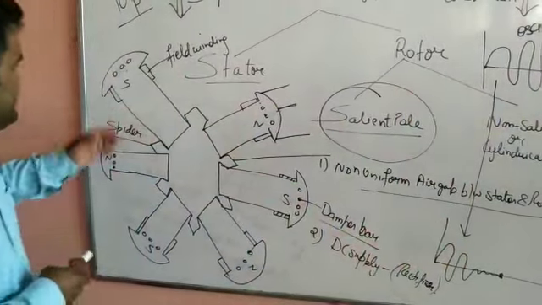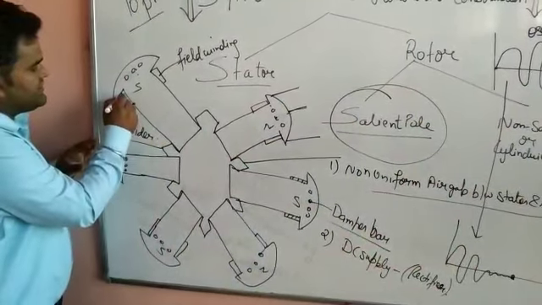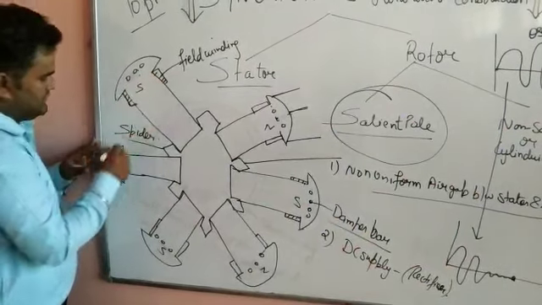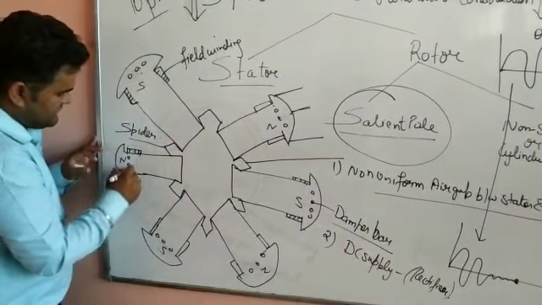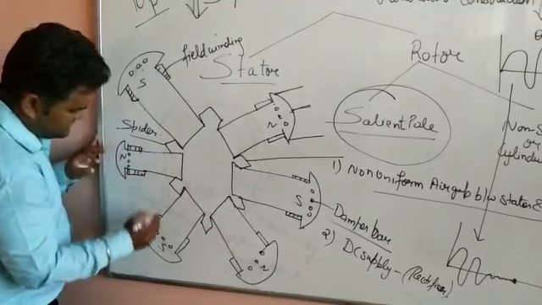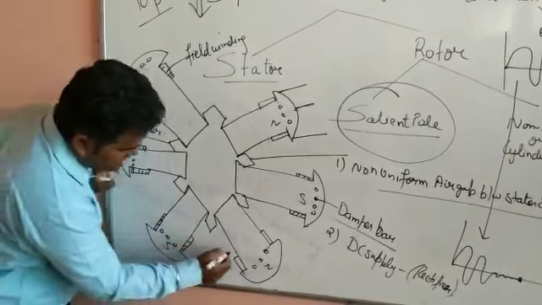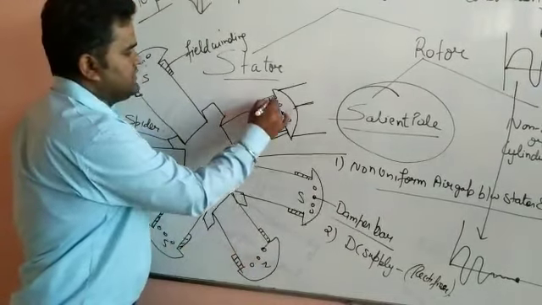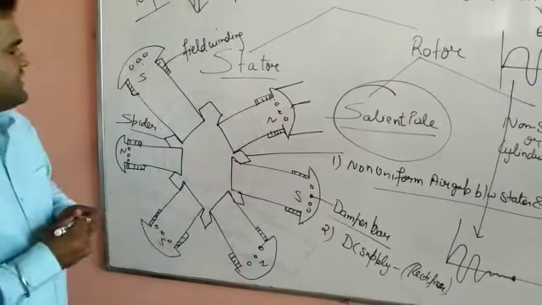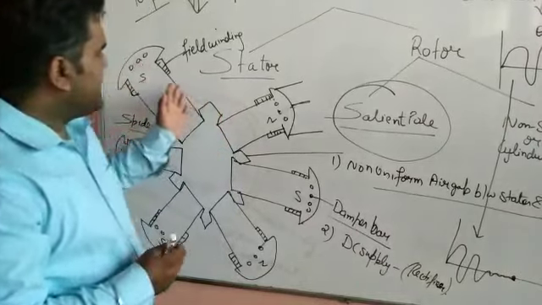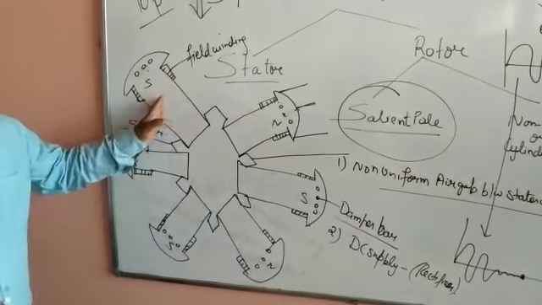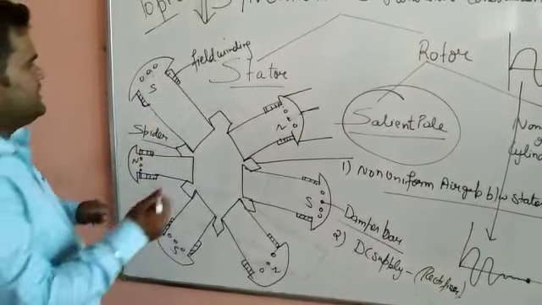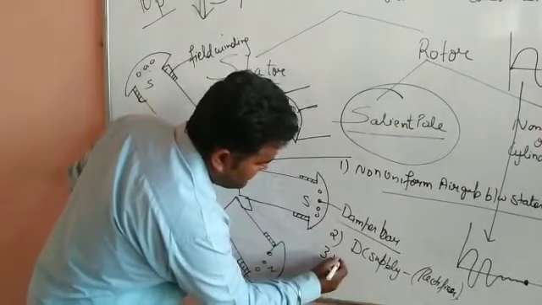Field winding is concentrated. You can see this field winding is concentrated in nature. It is like this. Now it's complete. Field winding is concentrated. And why do we do lamination? In this case also we do lamination in order to reduce eddy currents.